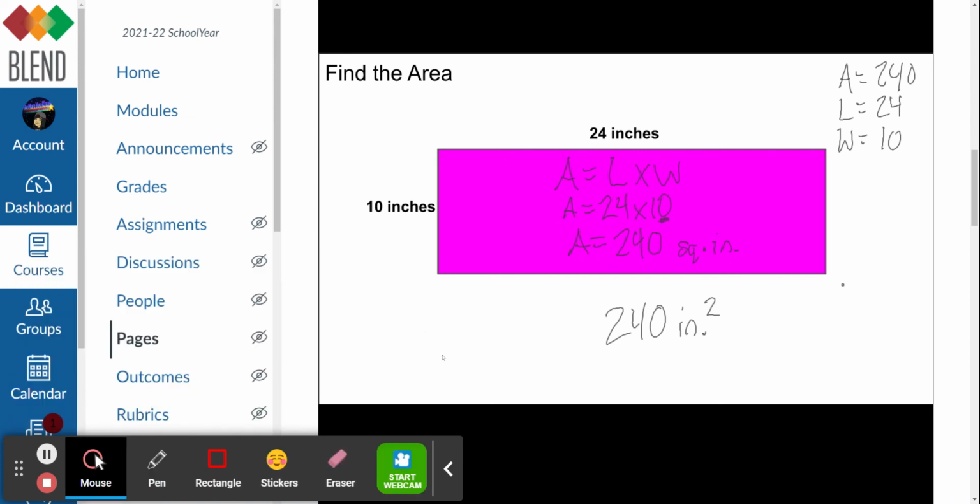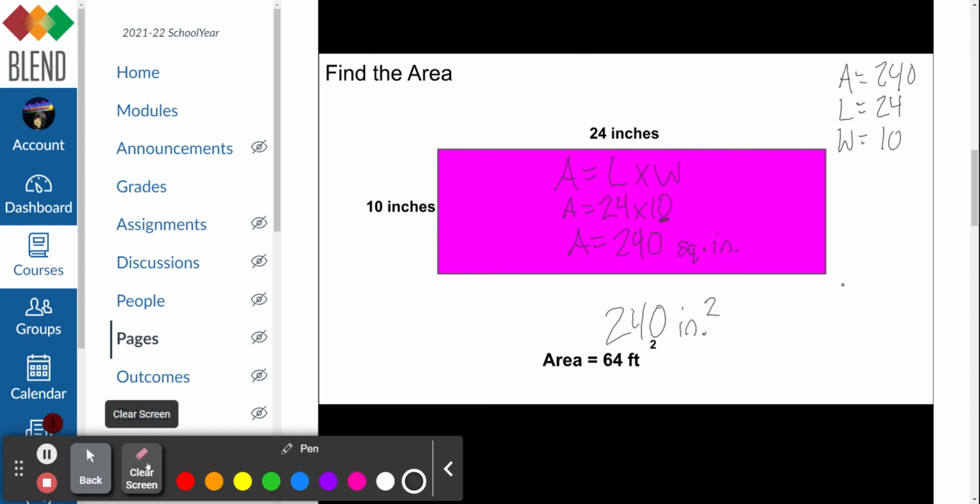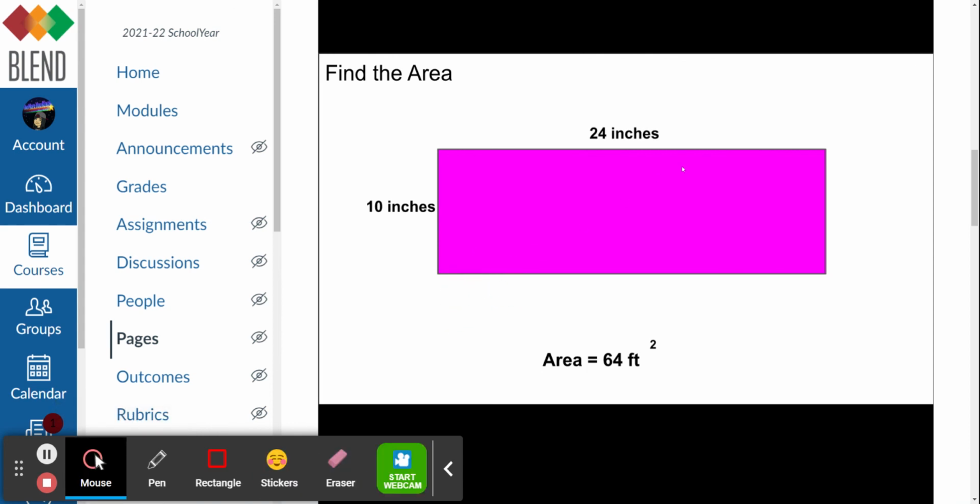All right, and then I believe that's it for today. So remember, use your STAR reference guide to find those formulas, and then you just plug in the information you know. Good luck, and we'll continue working on this tomorrow.